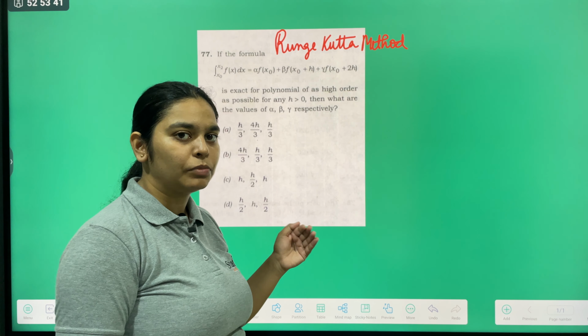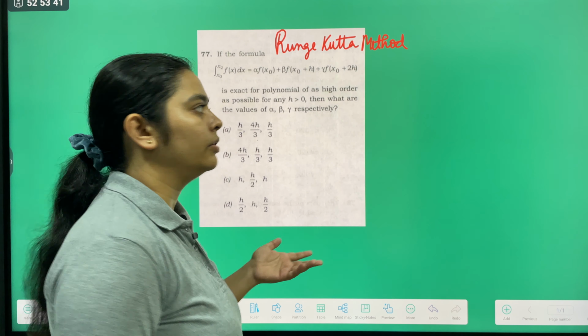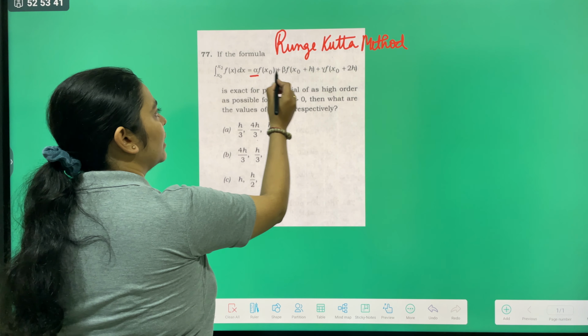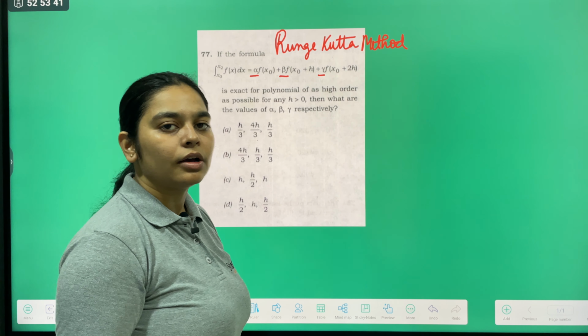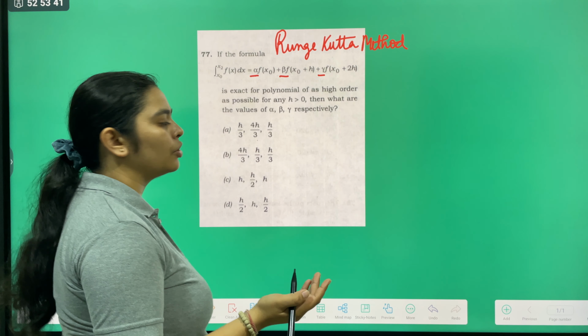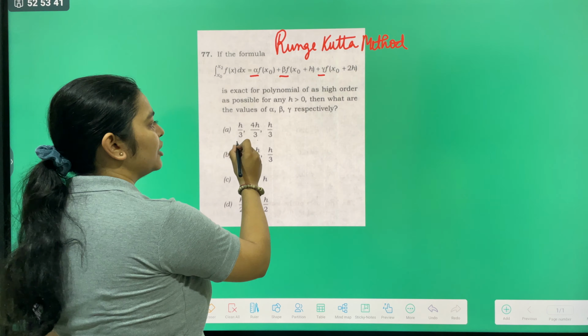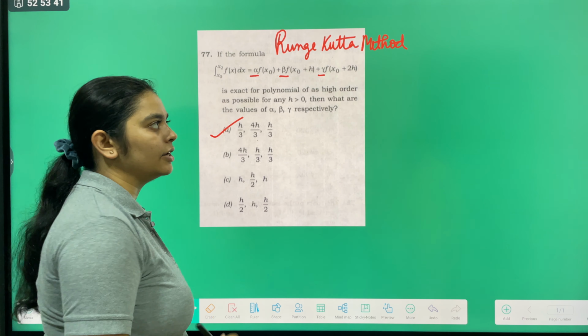This is the direct implication of the Runge-Kutta method, in which they have asked us to find alpha, beta, and gamma. And we know that in the Runge-Kutta method, the direct values of alpha, beta, and gamma are h by 3, 4h by 3, and h by 3.